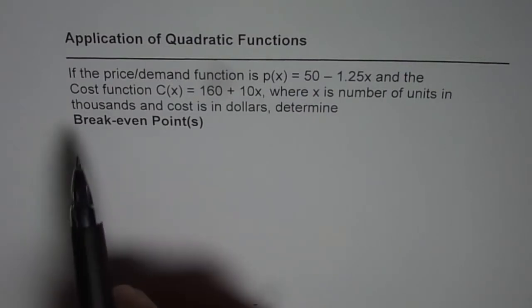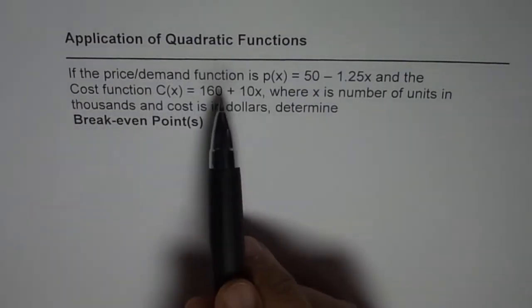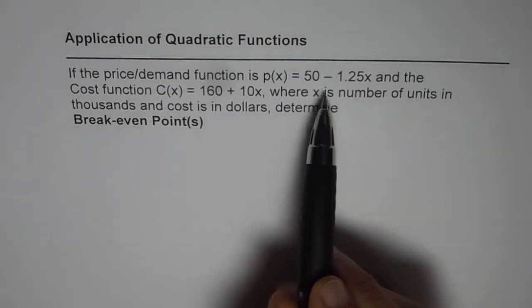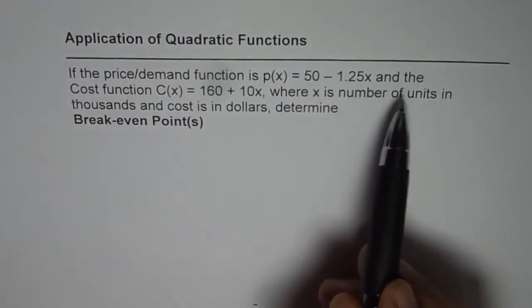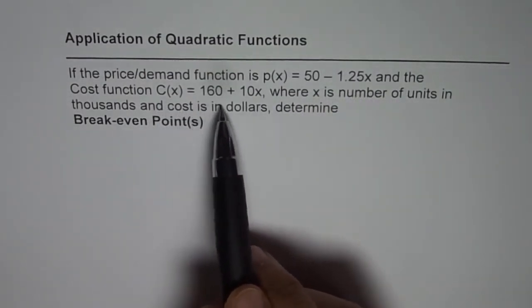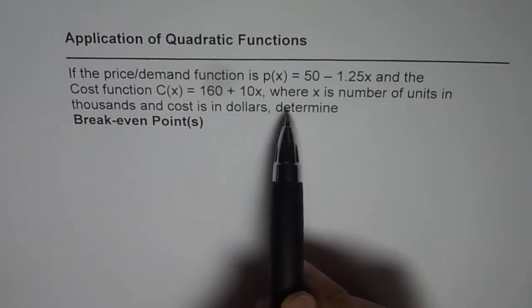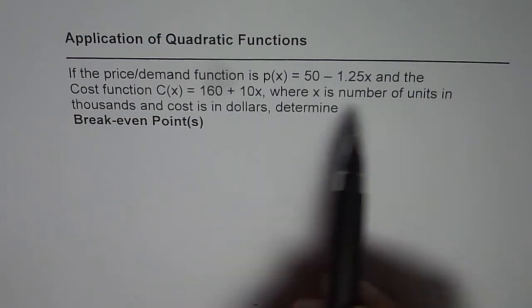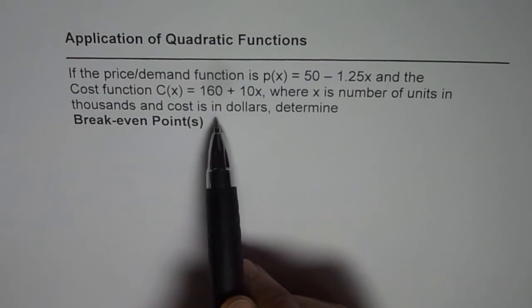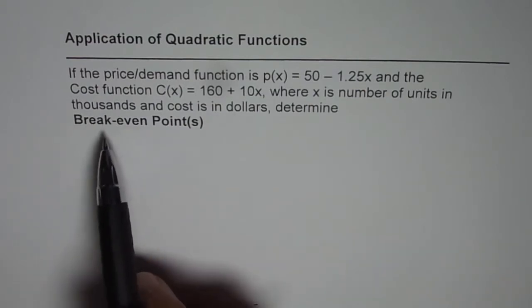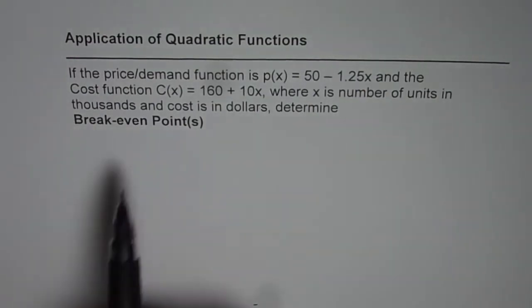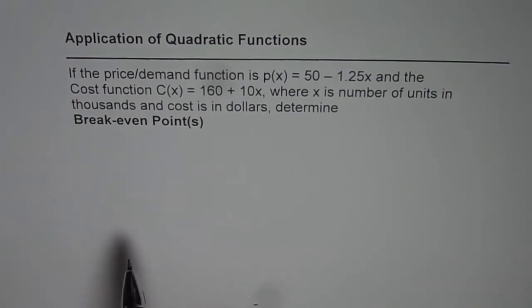The question is, if the price demand function is P(X) = 50 - 1.25X and the cost function C(X) is 160 + 10X, where X is the number of items in thousands and cost is in dollars, determine the break-even points. Now there could be more than one break-even point.